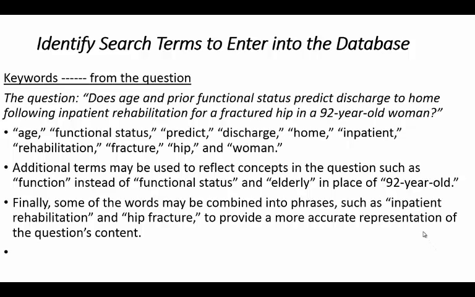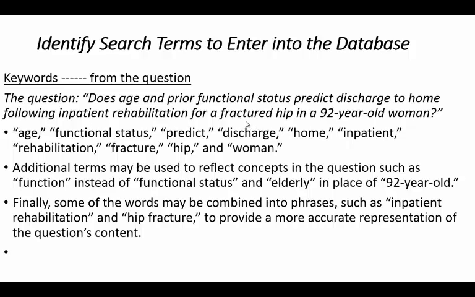So if your question, for example, I have a question here: does age and prior functional status predict discharge to home following inpatient rehabilitation for a fractured hip in a 92-year-old woman? So I am in the clinic. I have a patient who is a 92-year-old woman, and I am trying to decide if she should go home after a fractured hip, after they fix the fracture. Should she go home, or should she go to a nursing home, or someone must be with her?